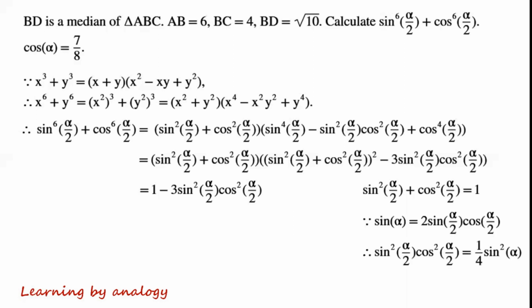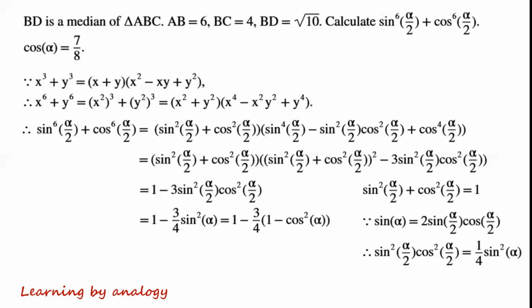Because sine alpha equals 2 sine alpha over 2 cosine alpha over 2, sine squared alpha over 2 cosine squared alpha over 2 equals a quarter sine squared alpha. So we can now write 1 minus 3 over 4 sine squared alpha, as sine squared alpha plus cosine squared alpha equals 1.